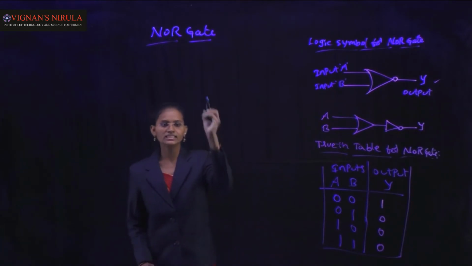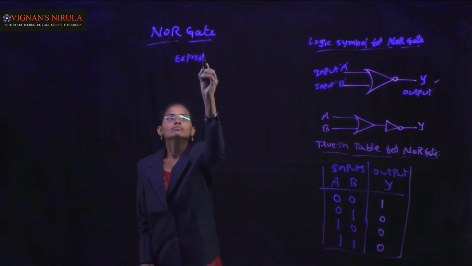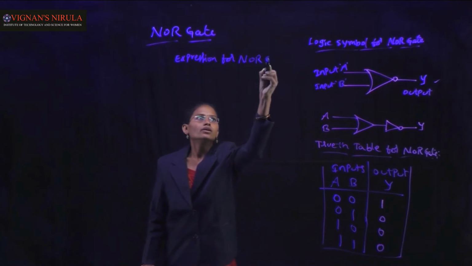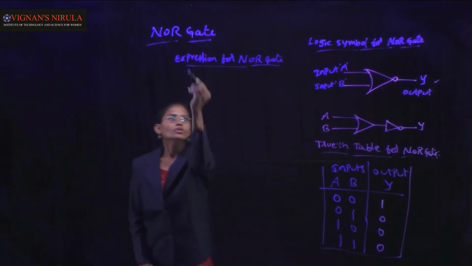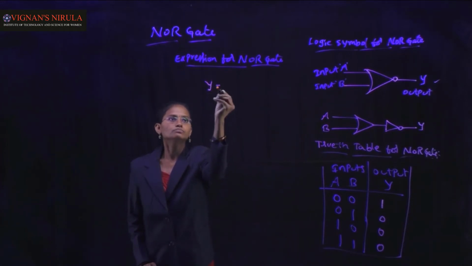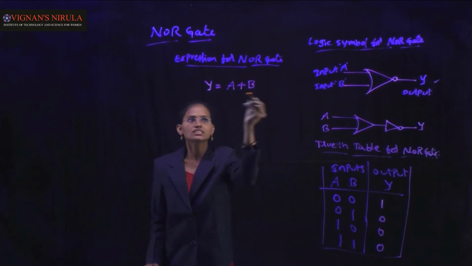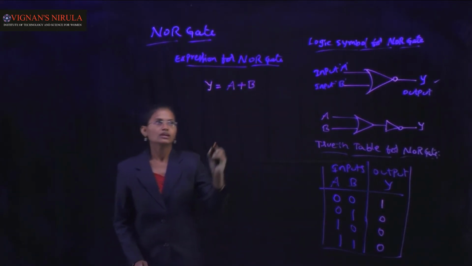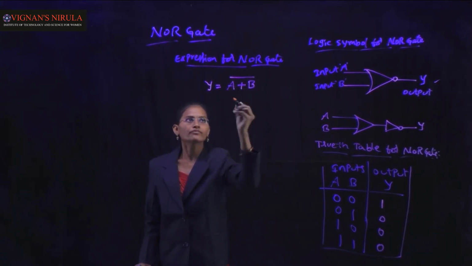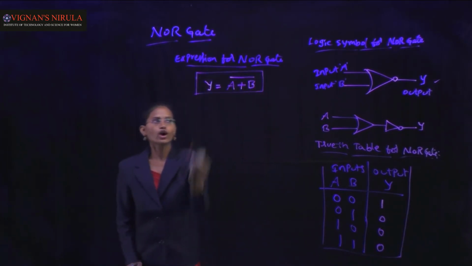And next, see the expression for NOR gate. Okay, here Y is the output, Y equal to A plus B. This is the OR gate expression. And you write down the NOR gate expression, so, complement of the OR gate. This is the expression for NOR gate.